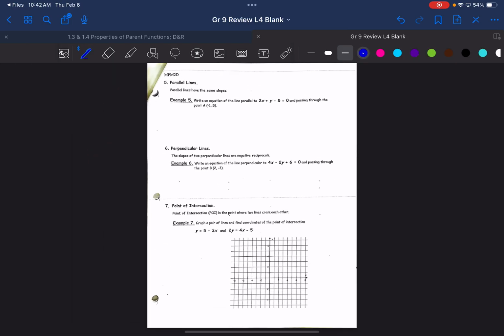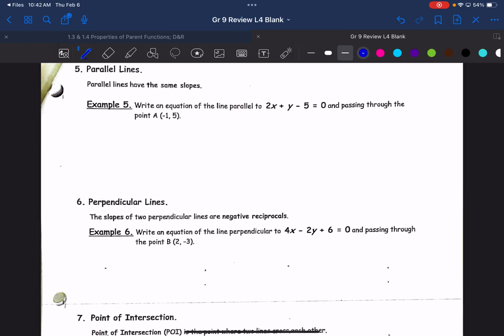The last thing that we're talking about, Eamon and Will, is parallel and perpendicular lines, as well as points of intersection. So, do you remember what parallel lines are?